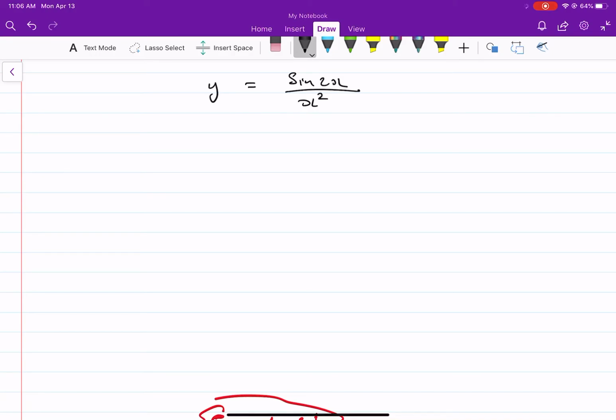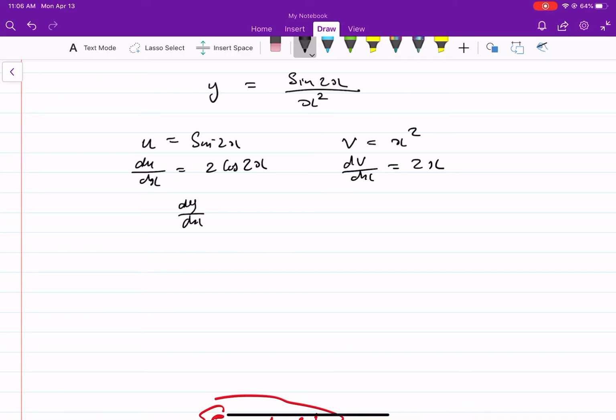So remember, the numerator is always u in my quotient rule. U is equal to sine 2x. The denominator is always v. V is equal to x squared. du/dx is equal to, this is in the form sine f of x, f prime of x, which is 2, times cos of f of x. dv/dx is equal to 2x. That's a regular differentiation of a polynomial. dy/dx is equal to v times du/dx minus u times dv/dx, all upon v squared.